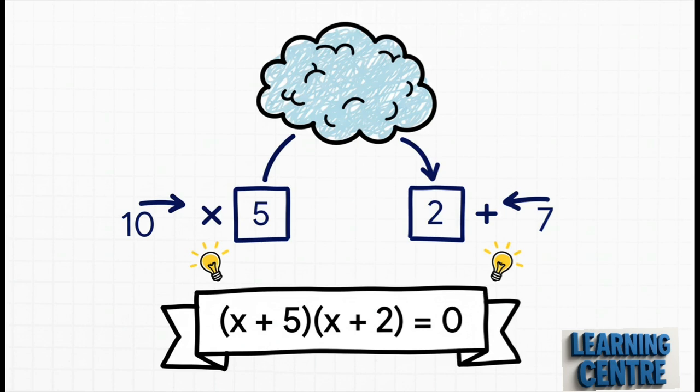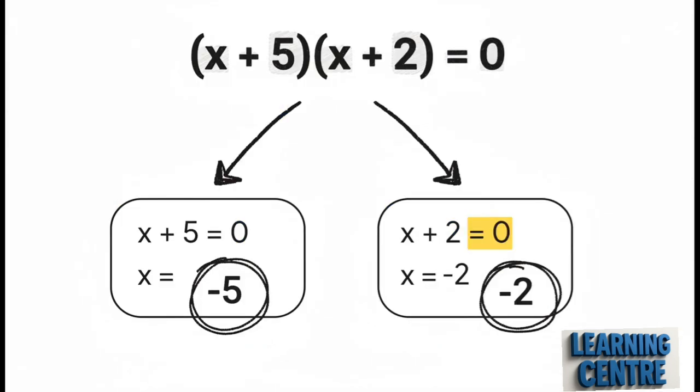So what numbers do that? Well, 5 and 2. 5 times 2 is 10, and 5 plus 2 is 7. Perfect. So our equation becomes x plus 5 times x plus 2 equals 0. And this is where the magic happens. See, for that whole thing on the left to equal 0, either the first part has to be 0 or the second part has to be 0. It's the only way. So we solve them separately.